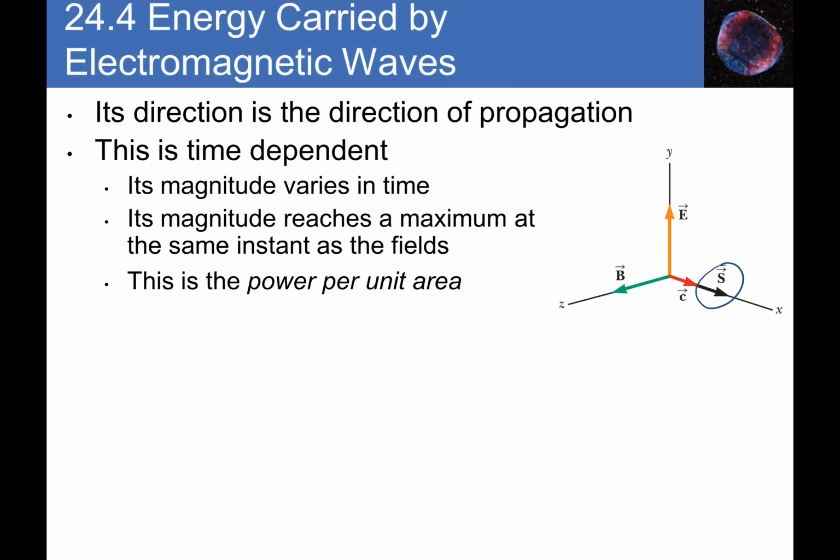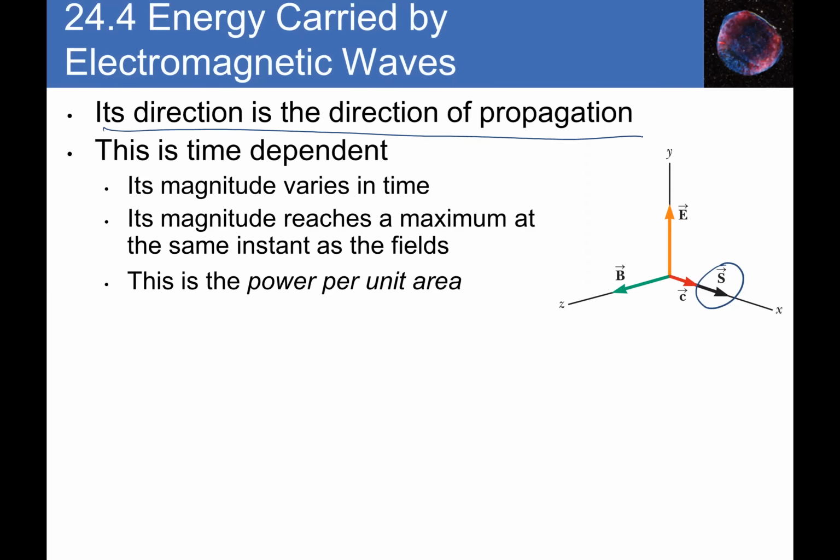Remember, if you do a cross product, E cross B, you can see this Poynting vector is in the same direction as the speed of light, because the cross product is always going to give you a positive x direction. If you do the right-hand rule, you will see that your thumb is pointing in a positive x direction. So its direction is the direction of propagation. That's for the Poynting vector.